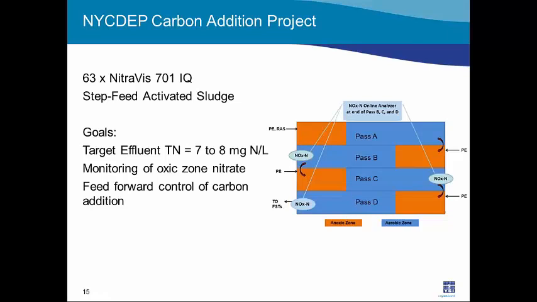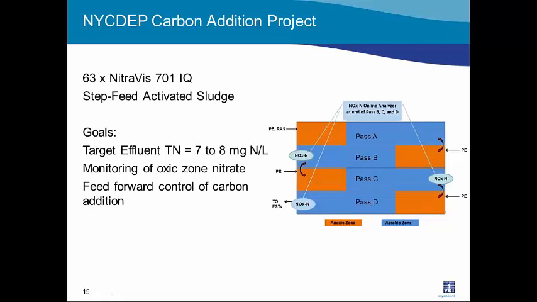And so in the anoxic zone, the primary effluent and the nitrate mix together to denitrify the RAS in the first anoxic zone. Pass A then is aerobic, and it generates nitrate from nitrification, and so that nitrate then is denitrified in the Pass B anoxic zone, and so on and so forth.